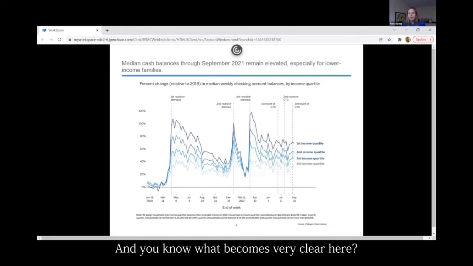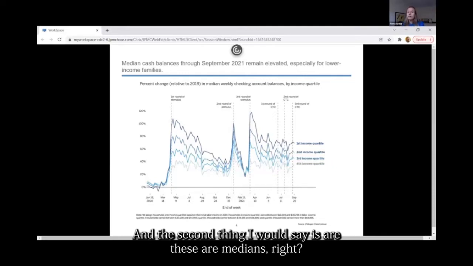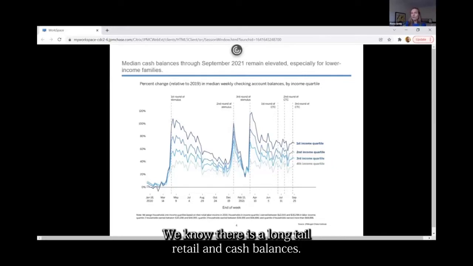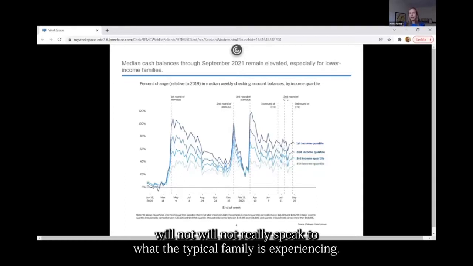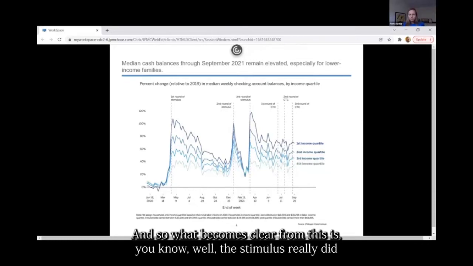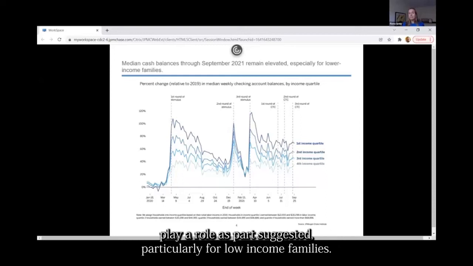And what becomes very clear here, and the second thing I would say is these are medians, right? We know there is a long right tail in cash balances, and so the aggregate, the average will not really speak to what the typical family is experiencing. And so what becomes clear from this is, wow, the stimulus really did play a role.